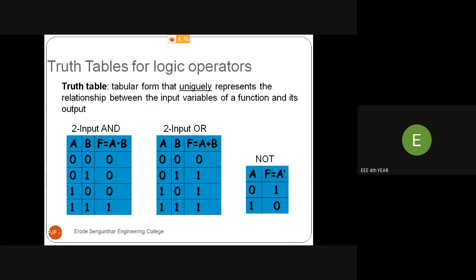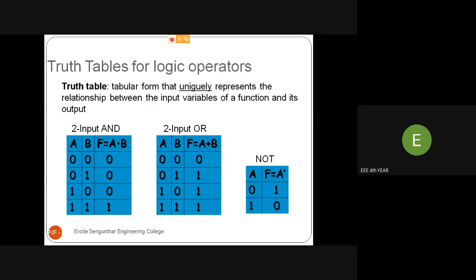Okay, what is meant by a truth table? What is a truth table for logic operators? A truth table is the tabular form that uniquely represents the relationship between the input variables of a function and its output. Truth table is nothing but the relationship between the input variables of a function and its output. That is why it is called a truth table.